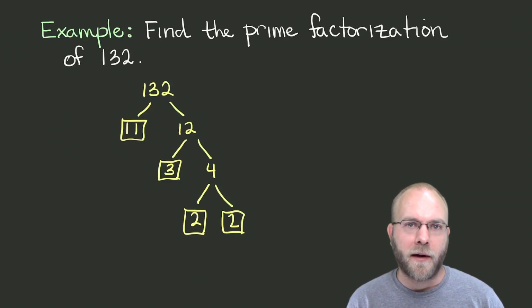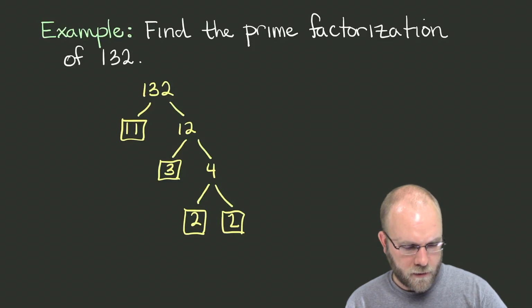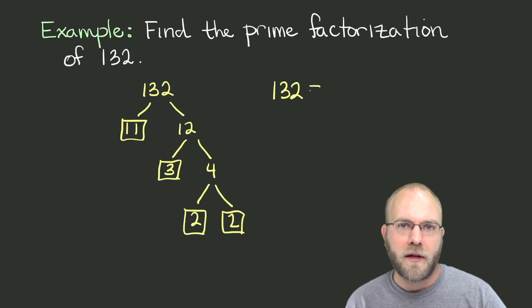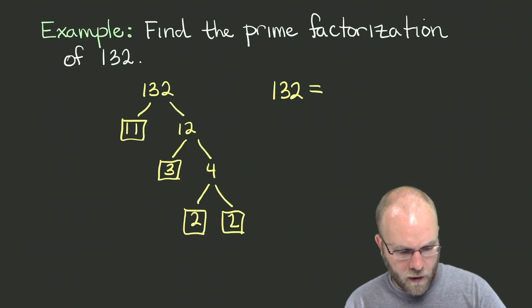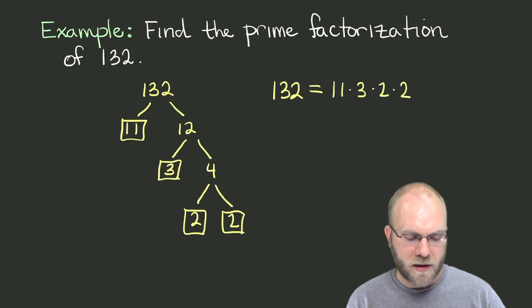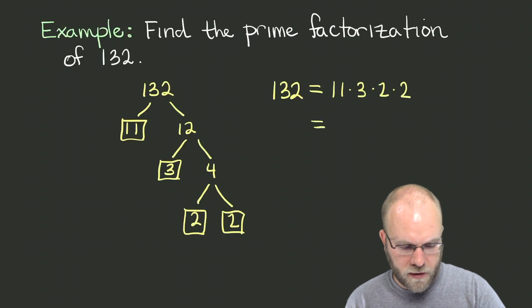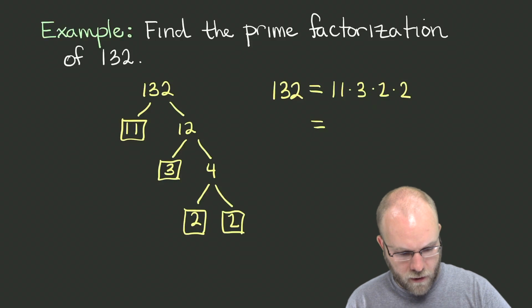Now to write the prime factorization, we'll write 132 as the product of all of the numbers that have shown up in boxes, these prime numbers. So we have 11 times 3 times 2 times 2. Now most of the time we'll write 2 times 2 using exponents, so that's going to look like 11 times 3 times 2 squared.